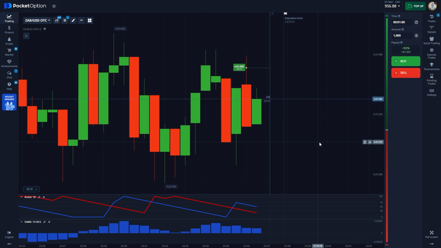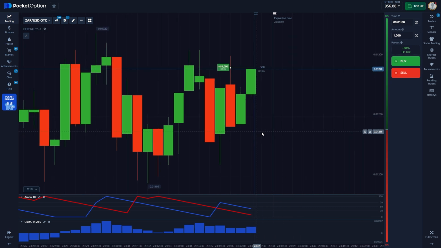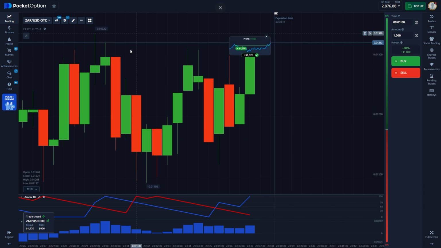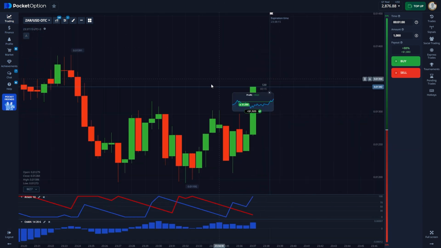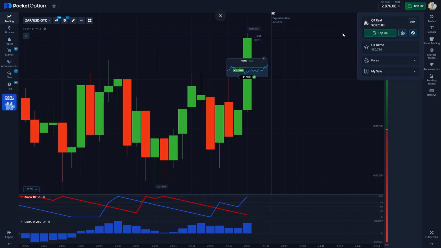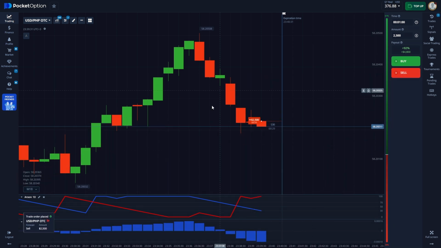20 seconds remain until closing. Let's watch for a bit. Right now, the price has pulled back a little, but there's quite high volatility on the chart, so I expect the price to go a bit higher and close our trade in profit. Let's see. Just a few seconds left. Yes, just as I said, the trade confidently closed in profit, and that's very good. The balance is already $2,876.